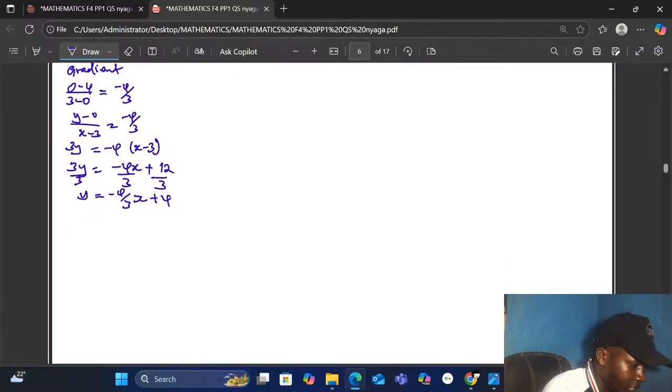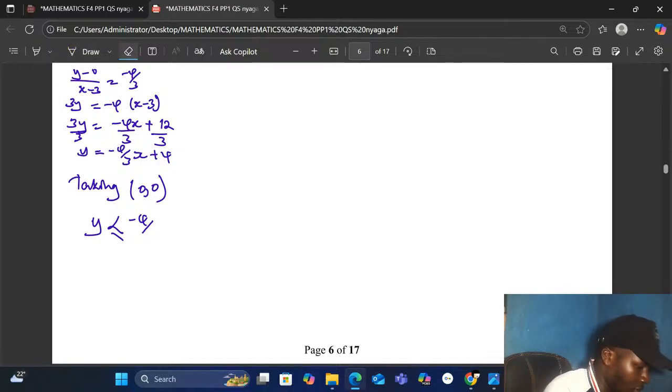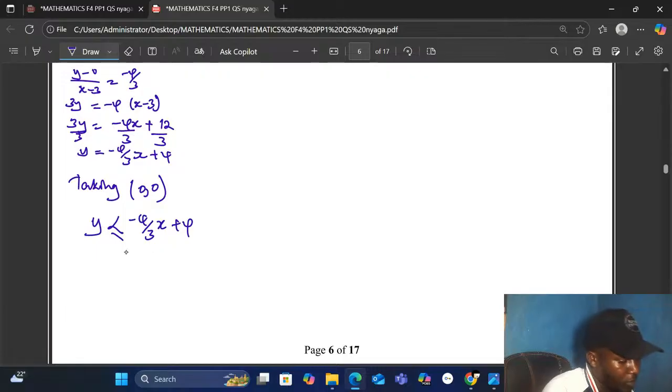Taking point 0, 0, we shall have y less than or equal to negative 4 over 3 x plus 4. So this is now the equation of line L1.